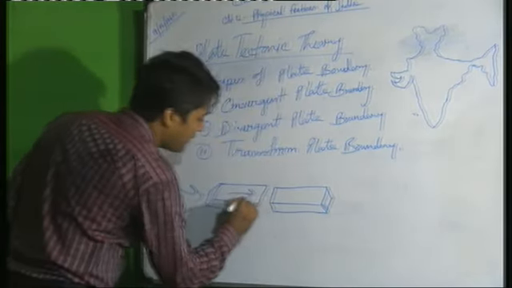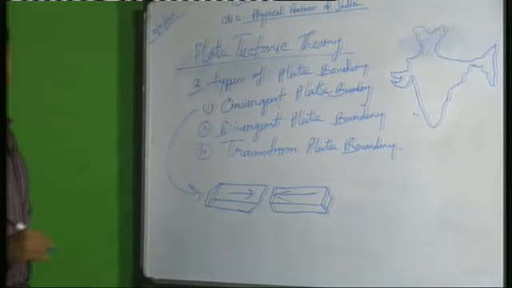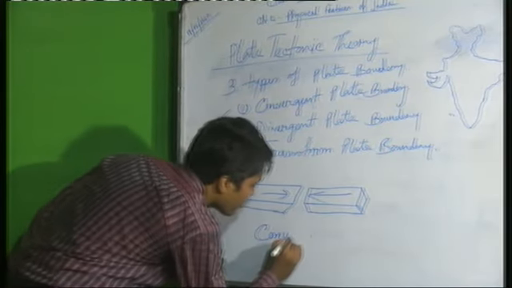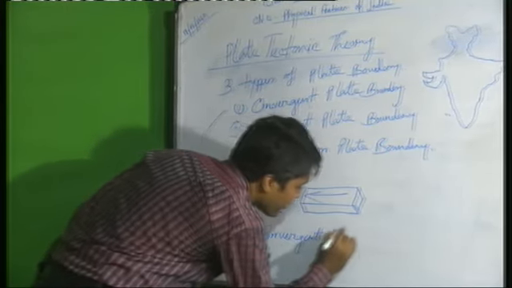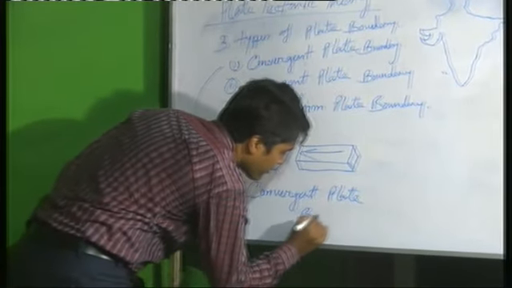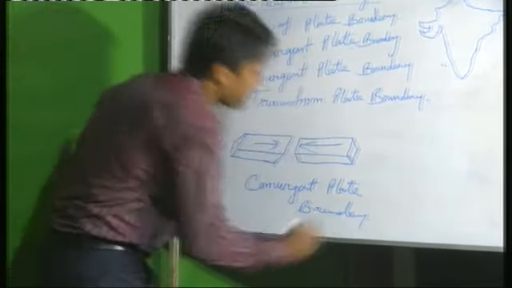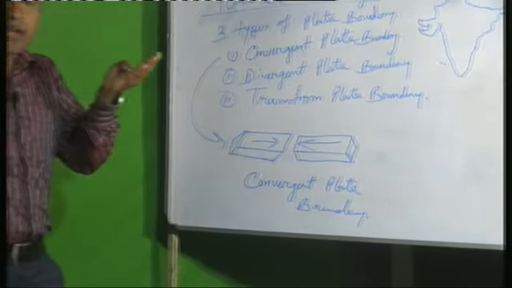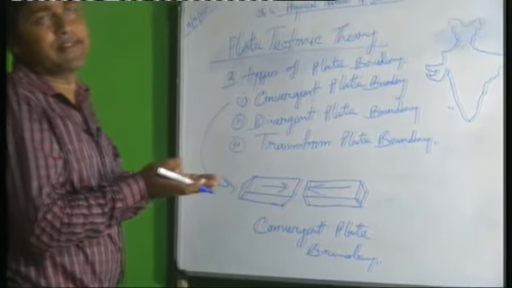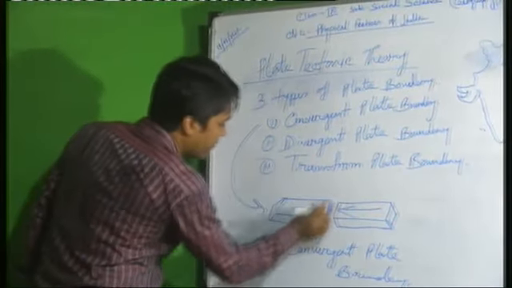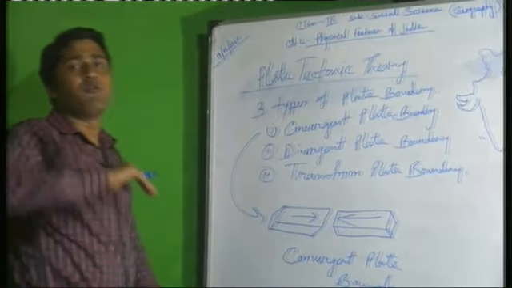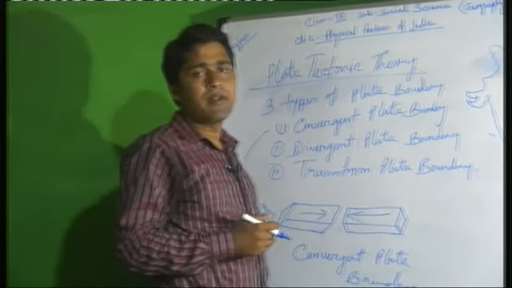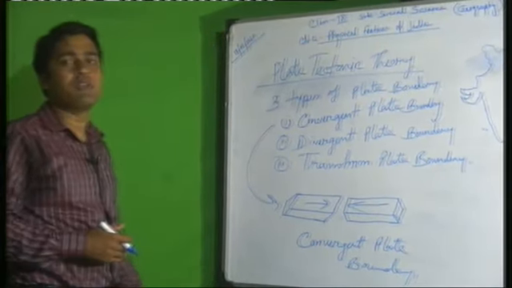When two plates are coming to each other, this is called a convergent plate boundary. The convergent plate boundary is very important because, due to the movement of the two plates, fold-like structures form in between them. That's why the convergent plate boundary is very important for the formation of fold mountains.